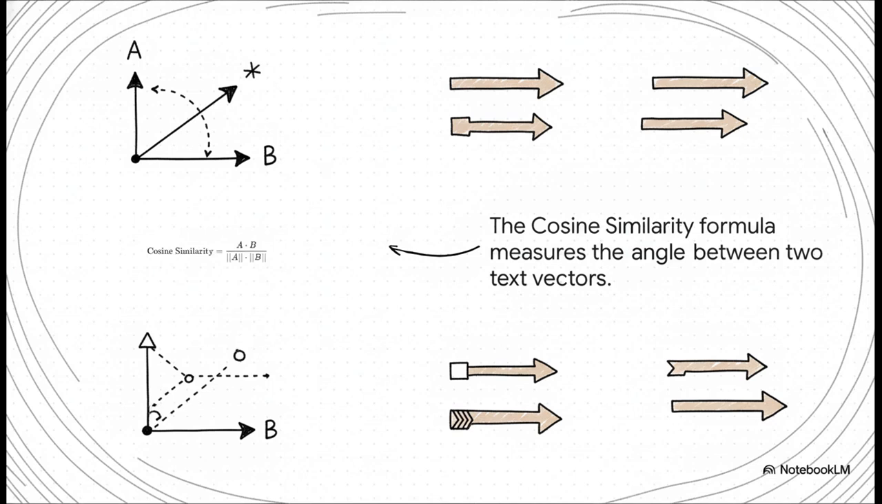The cool thing about it is that it doesn't care how long the documents are, it only cares about the angle between their vectors in that high-dimensional space. If the angle is 0, that means they're pointing in the exact same direction, and the similarity is a perfect 1. If they're at a 90-degree angle, totally unrelated, the similarity is 0.